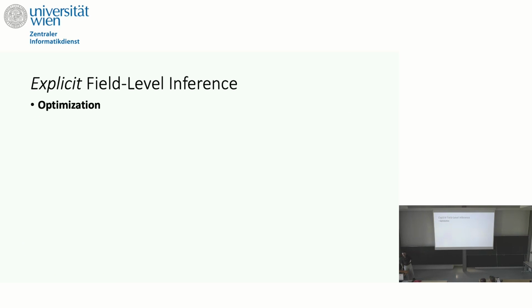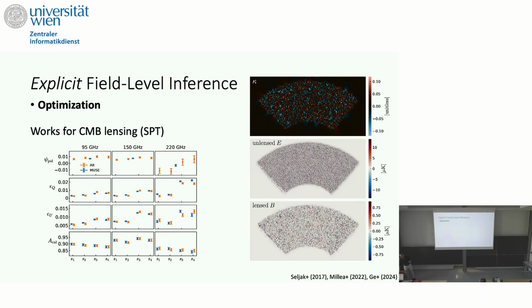So first, let me talk about explicit field level inference. This is when you write down a likelihood and try and do something like optimization to infer what the initial pixels were. And so some people looked into using optimization to solve this problem, and it works quite well when you don't have a very nonlinear problem.